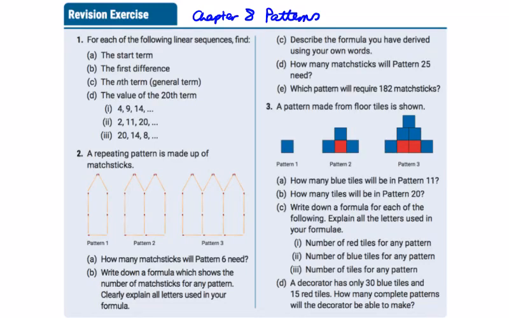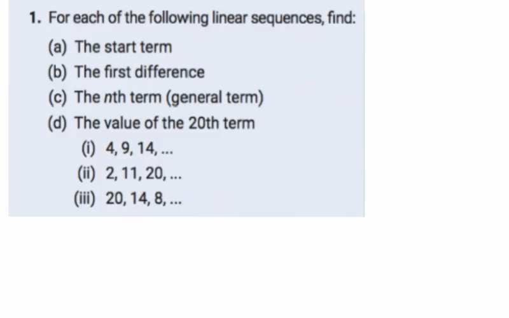In this video, we're going to look at the revision exercises for Chapter 8 patterns, questions 1, 2, and 3. Question 1 deals with linear sequences. So your Tn will be the nth term, and we know how to get these. The difference between 4 and 9, and 9 and 14 are both the same. That's why it's linear. So Tn is the difference, 5.